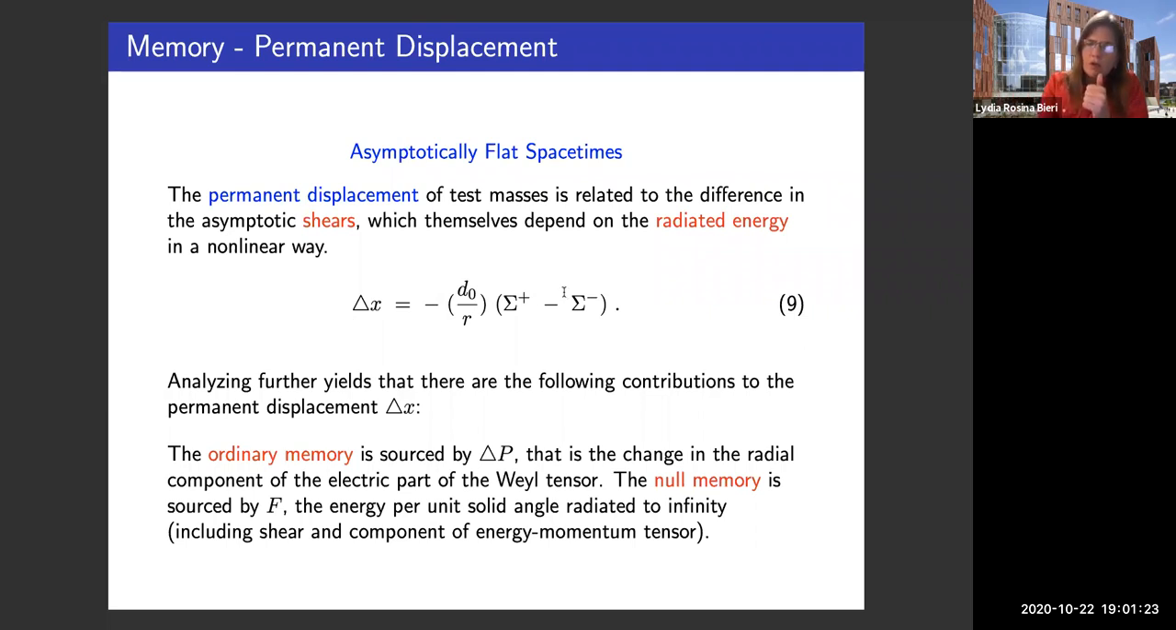And if I don't go all the way up to, I have here the d0 over r, forget about that. It's just a constant. This depends on the initial space-like separation of the masses. But what I have here, sigma plus minus sigma minus, that's an object you can think of. That's an object I measure at null infinity. And now I'm at null infinity, far away from the source.